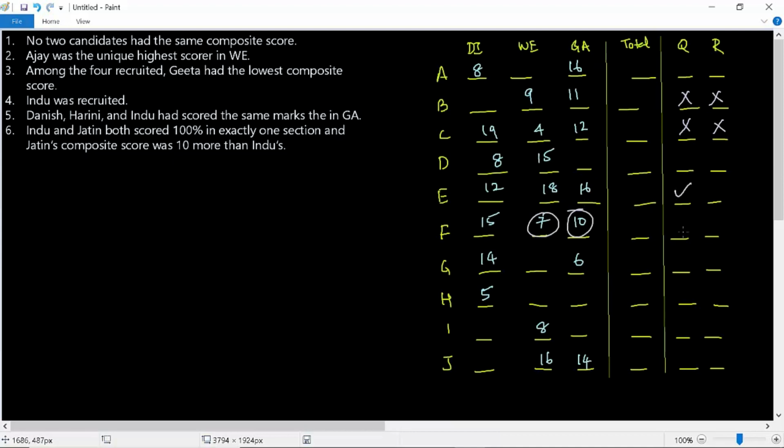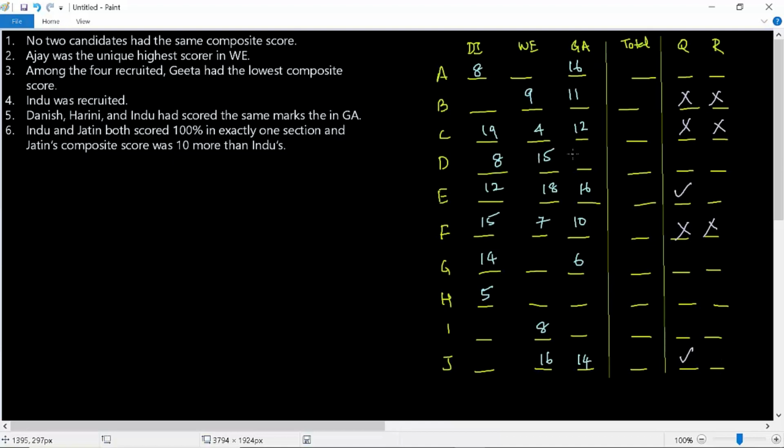F is not going to be qualified, therefore F is not going to be recruited. G, that is possible. H, it is possible. I, it is possible. And we have J, who is definitely going to be qualified because he's got at least 14 in 2 of the sections. So obviously J will be recruited.